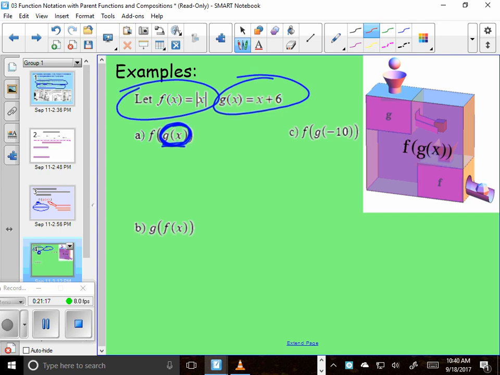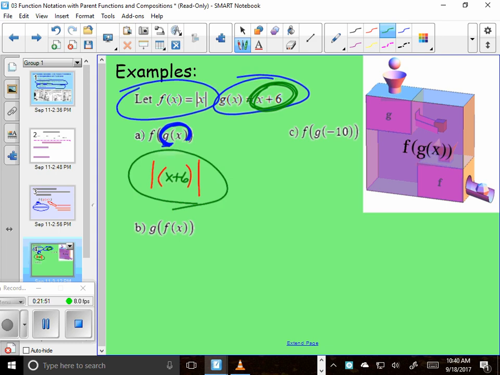Anyway, this is the F function eating the G function. So I'd like you to take the F function, which is absolute value of x, but I'm going to replace the x with an empty parenthesis. Did you notice I've been doing that the whole time? I've replaced the x's with empty parentheses. And now the F function is going to eat the G function whole. Here it is, just that part. That goes in here. That's it. The F function has eaten the G function.